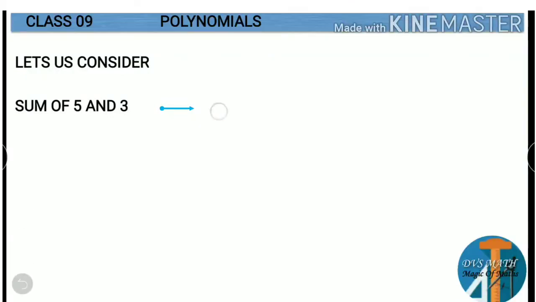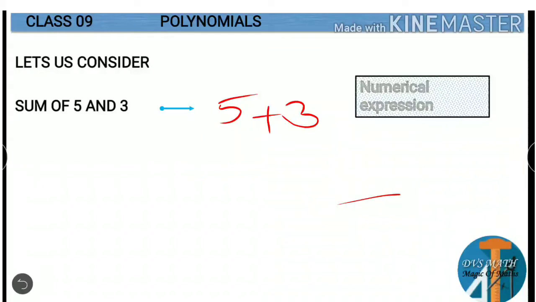We are going to write 5 plus 3, right? 5 plus 3, because the given is sum, right? So it is 5 plus 3. So this is called a numerical expression.